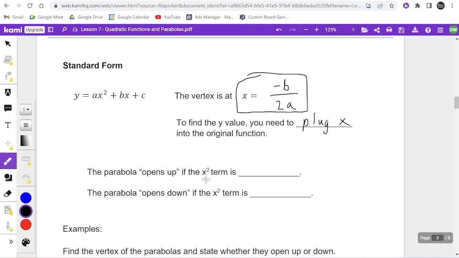If the x squared term, aka the a term, is greater, well, I'm not going to say greater than 0, I'm just going to say positive. That's a much easier way of saying that. Basically, your first term has to be positive. X squared has to be positive. That way it opens up. And obviously, if it's negative, that's how you're going to get opens down. Again, we're going to look at examples of this in a minute.